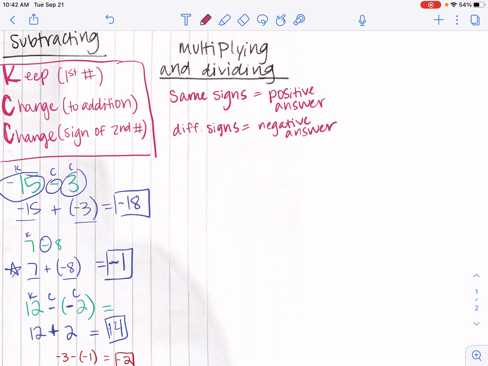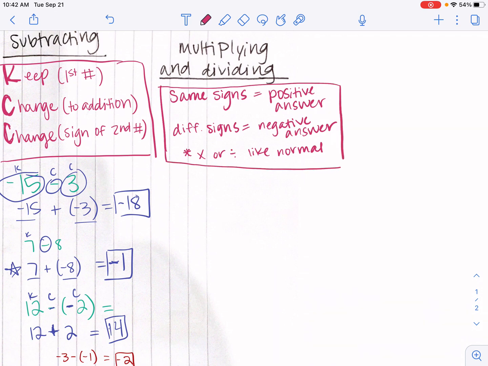answer. And then I want you to write that you multiply or divide like normal. Kind of like when we added with the same sign, we just add like normal. Here we're going to multiply or divide like we normally would, and then just figure out what the sign of our answer would be. So let's do some examples so you can see what I mean.